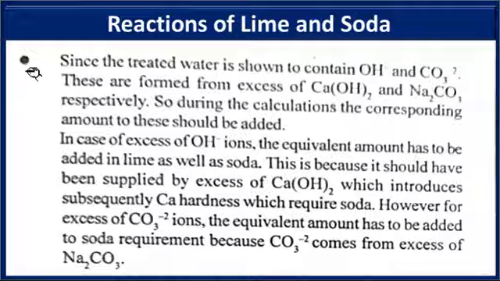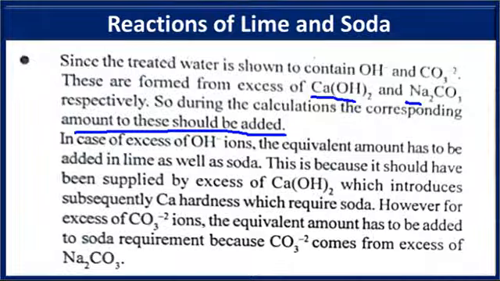Since in some cases the treated water also shows OH minus and carbonate ion concentration. Treated water is water after the softening process. So after the softening process, if water contains OH minus ions and carbonate ions, then it shows that some of the lime and soda did not react in the softening process. So these are formed from the excess lime and soda respectively. So during the calculation, the corresponding amount to these should be added.